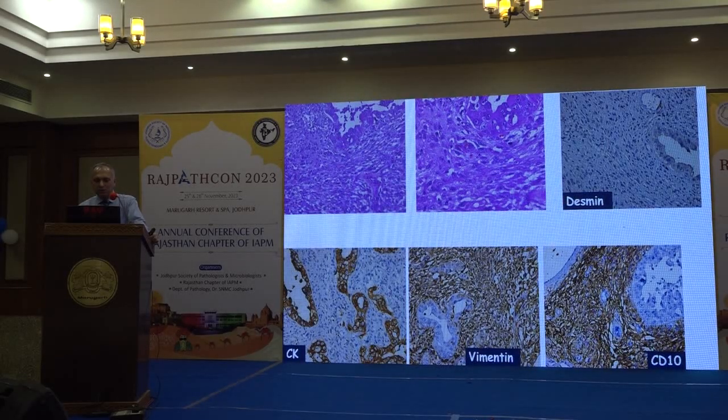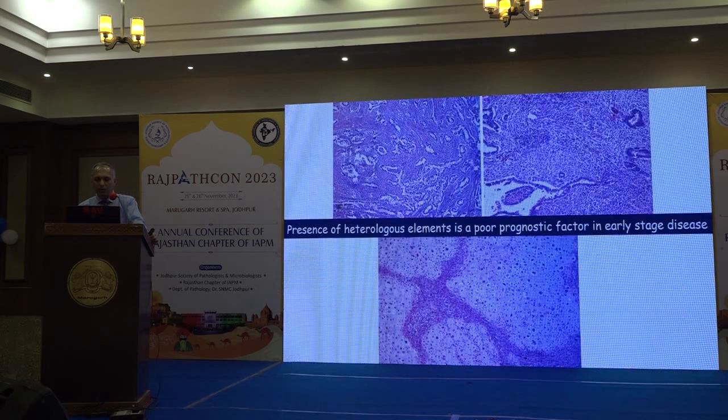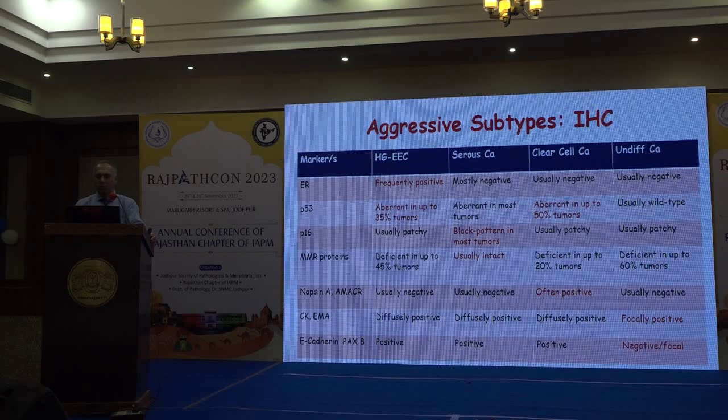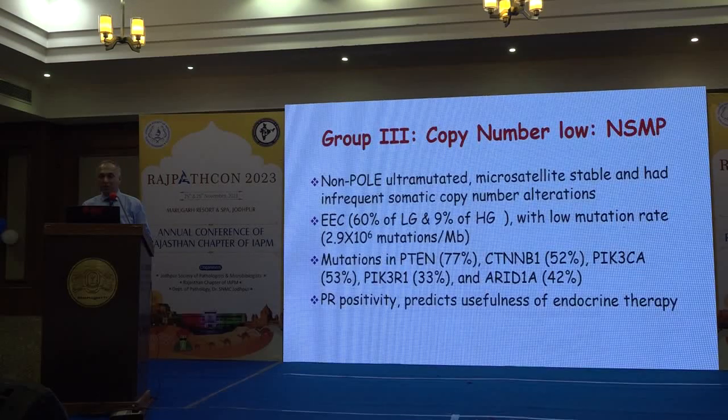So you can see sometimes they show stromal sarcomatous differentiation; heterologous elements can be seen in the form of cartilage, bone, etc. Here you see this cartilage, a heterologous element, so you have to recognize all these rare aggressive subtypes of endometrial carcinomas. That's very important. And there is a good panel. This table I will not be going through in detail, but I've already shown most of these; these are the markers which you can do to try and segregate these high-grade or aggressive carcinomas.